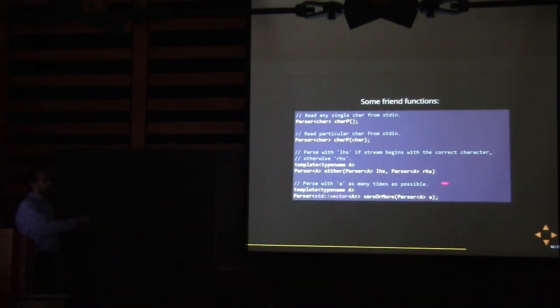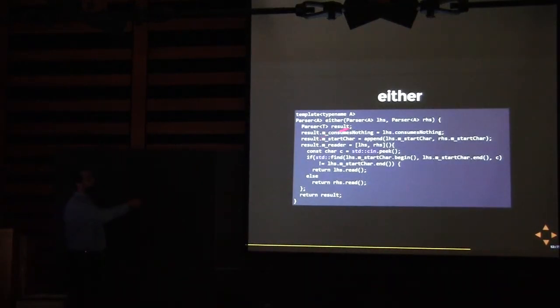Here's another built-in parser. Zero or more: it'll take in a parser, and it will try to repeatedly run that parser on your input until it can't anymore, and then you get a parser of a vector as a result. We're going to look at the implementation of either.